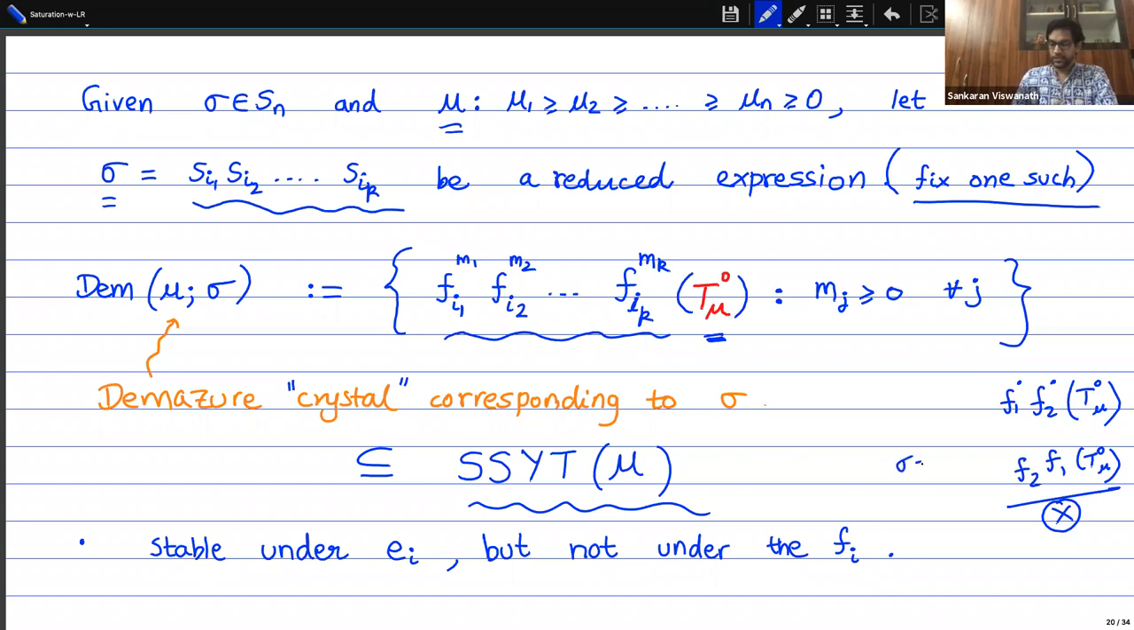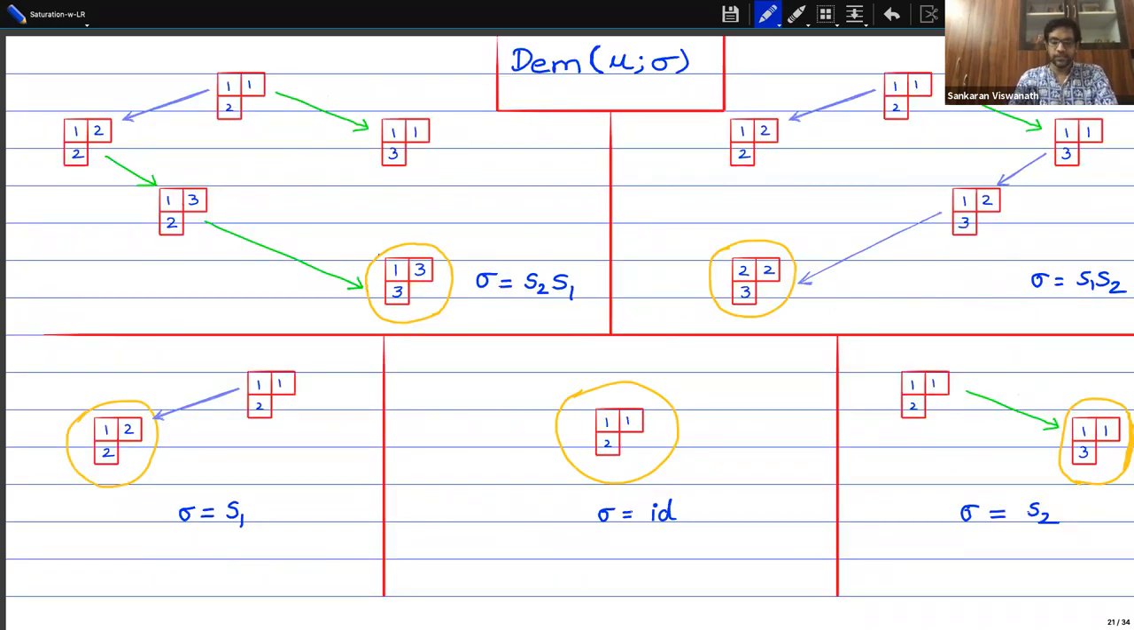If sigma is just S1, then these are the only ones which are allowed. And if I take it in the other order, then I'm not allowing those. And of course, I'm going to allow some of my exponents to be zero also, if needed. So what I'm saying is collect together all these tableau, or more generally words, which result by applying the Fis only in this designated sequence. You will get some collection of tableau, a subset of the set of all semi-standard tableau. Of course, this collection is not going to be stable under both Eis and Fis. It turns out it's stable under the Eis, but it's not going to be stable under the Fis. So it's not a crystal in the sense of being something that's stable under E's and F's.